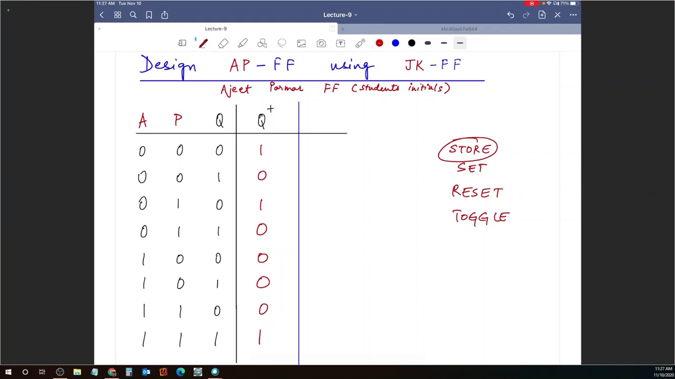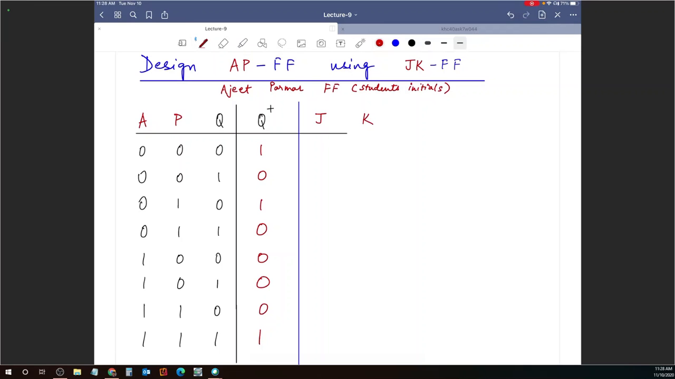Toggle. All right, so we are doing some storing. We are not just setting here, which is kind of okay. So we have come up with an arbitrary next state table of the imagined AP flip-flop, and we are going to implement this using a JK flip-flop.